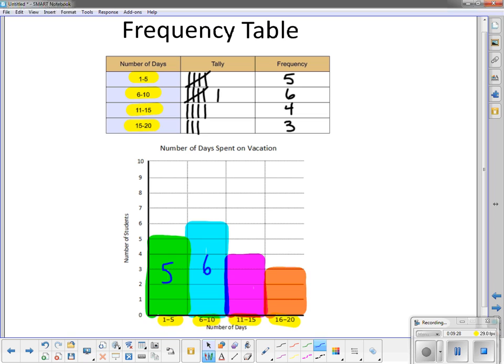You could say that 7 students went on vacation more than 10 days. So there's a lot of different ways that you could describe this data. There's answers to questions just by looking at the data. You can answer any question that is asked of you.